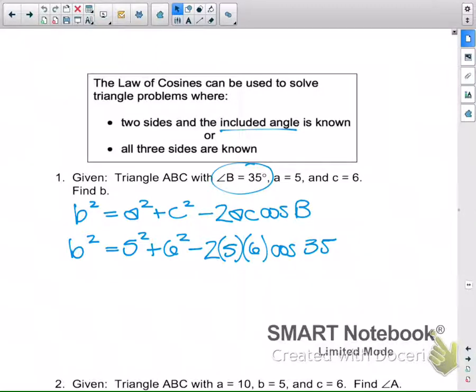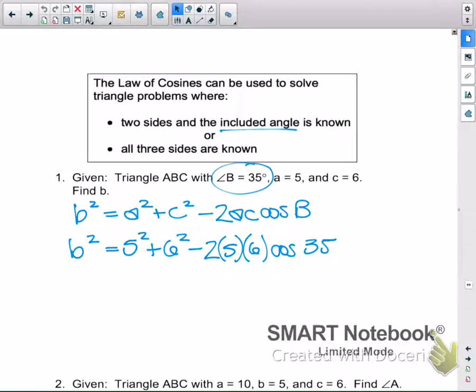Please, the only thing I will actually tell you, and this is one of the few times you hear me say this, type it all in one step in your calculator. The more you try to split this up, the more people get it wrong, and I don't know why you try to split it up. Literally type this in one long row. That is it. Okay? So I'm going to type in 5 squared plus 6 squared minus 2 times 5 times 6 times cosine of 35 all at once.